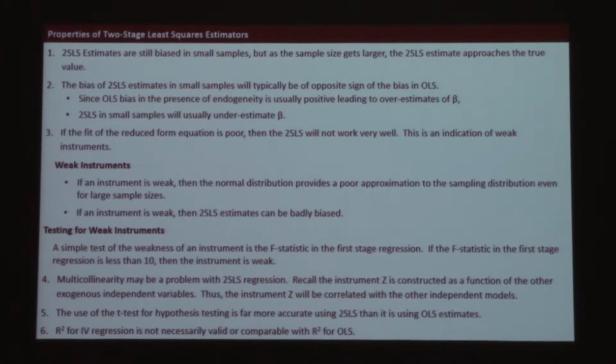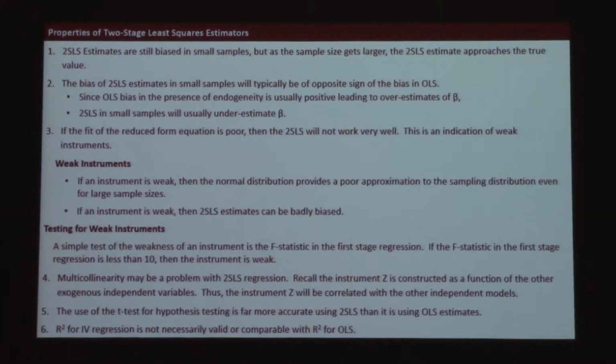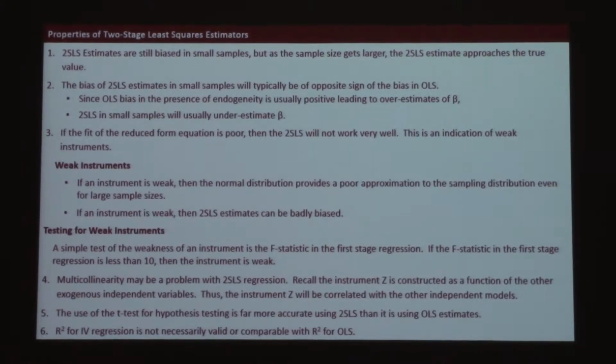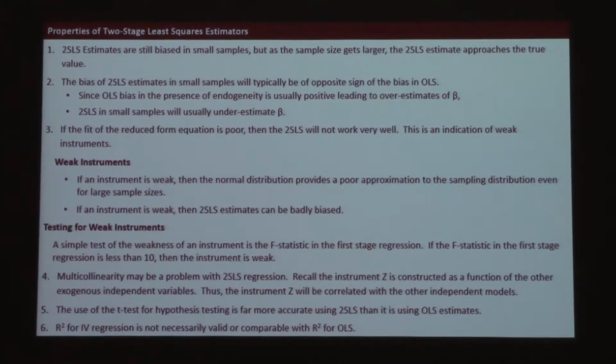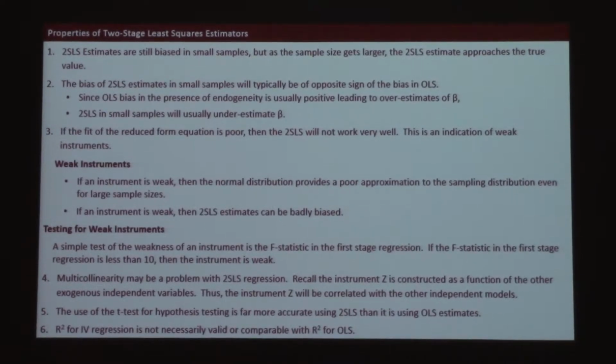You can't really, and notice I never did this, compare your R-squareds from your IV regression with your OLS regressions because they're calculated differently. So they're really not comparable. You shouldn't say, oh, my R-squared goes down. Well, it's a different mathematical computation, so it doesn't mean the model's any better or worse. It just means that it's different.